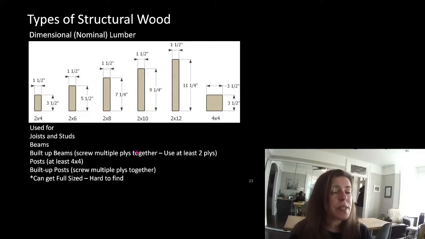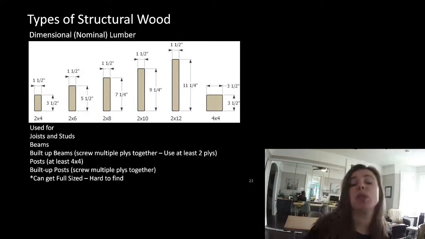Now, we tend to use these things for joists and studs, built-up beams. Built-up beams mean we laminate plies together. We take a few of them and screw them together. Posts, which would be a 4x4, or built-up posts where we take a few plies of wood and screw them together. You can get full-sized, but it's really hard to do.